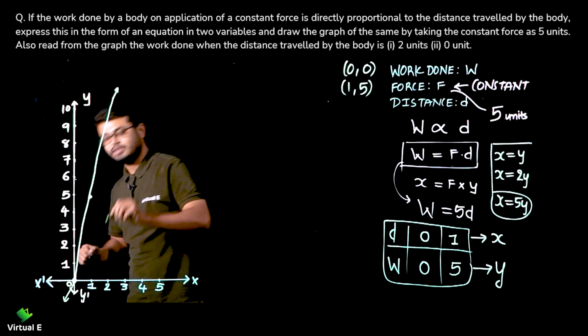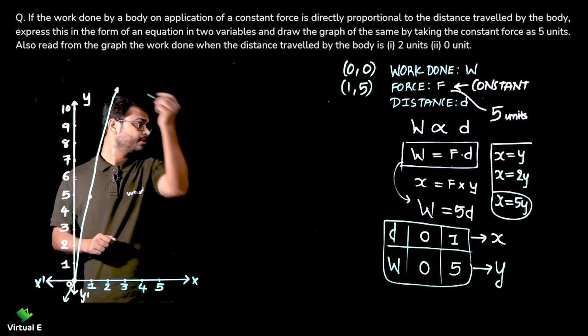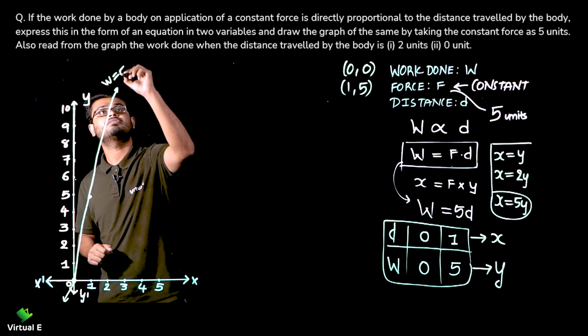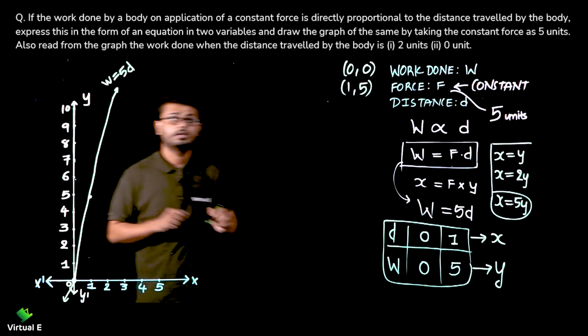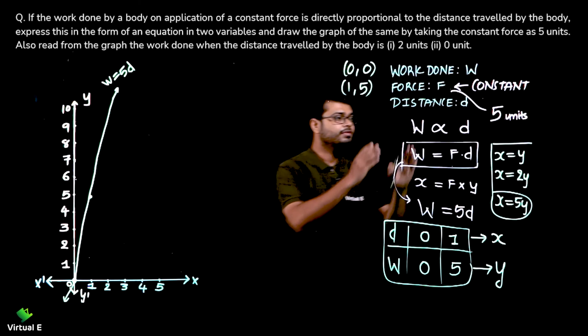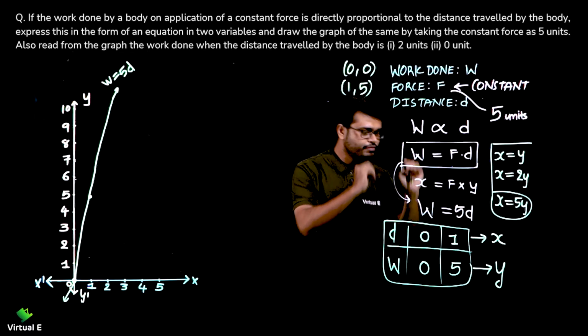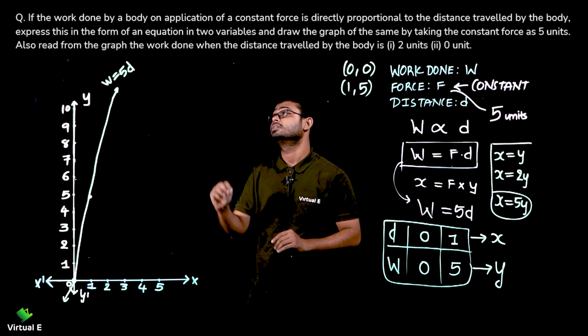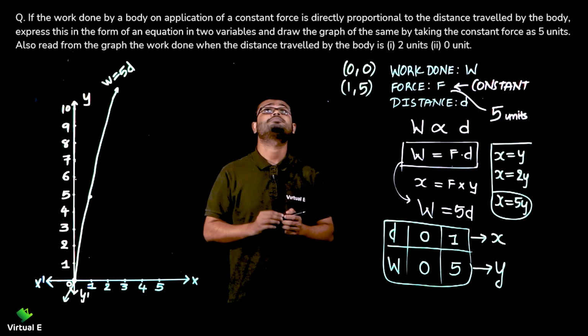The equation that we have done, what's the equation? W is equal to 5d. W is equal to 5d, right? So this is how we write the linear equation in two variables. Then we draw the graph as well. Now let's move on. Are we still leaving something out or not?